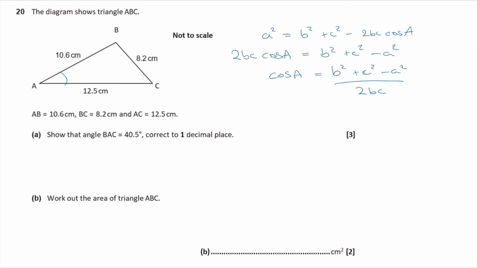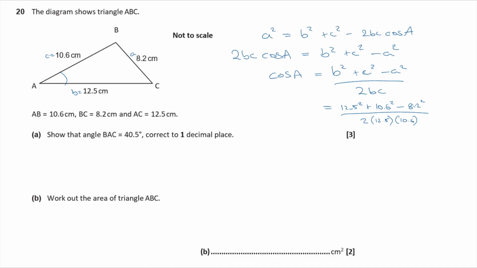Okay, so now I've rearranged it in terms of cos A. I'm going to sub the numbers in. So b squared is, well, b is the side opposite angle B, which is 12.5. 12.5 squared plus c squared, that is the side opposite angle C, that's 10.6. 10.6 squared minus a squared. a is the side opposite A. It's going to be 8.2 over 2 lots of b, which was 12.5, so times by c, which was 10.6.